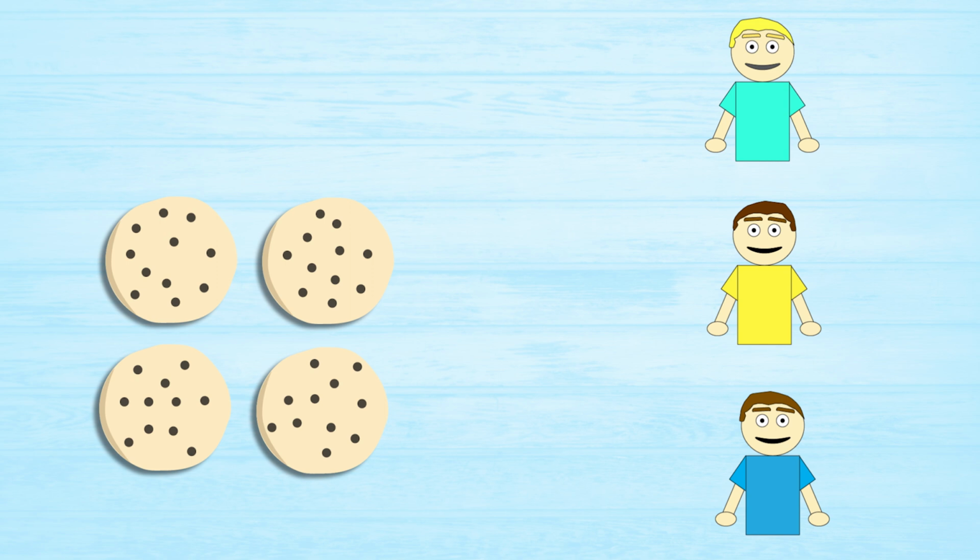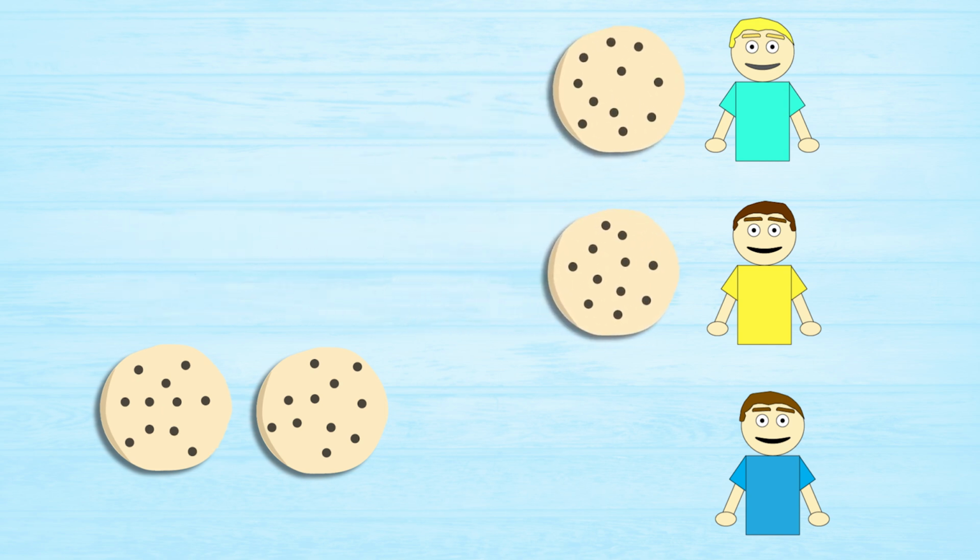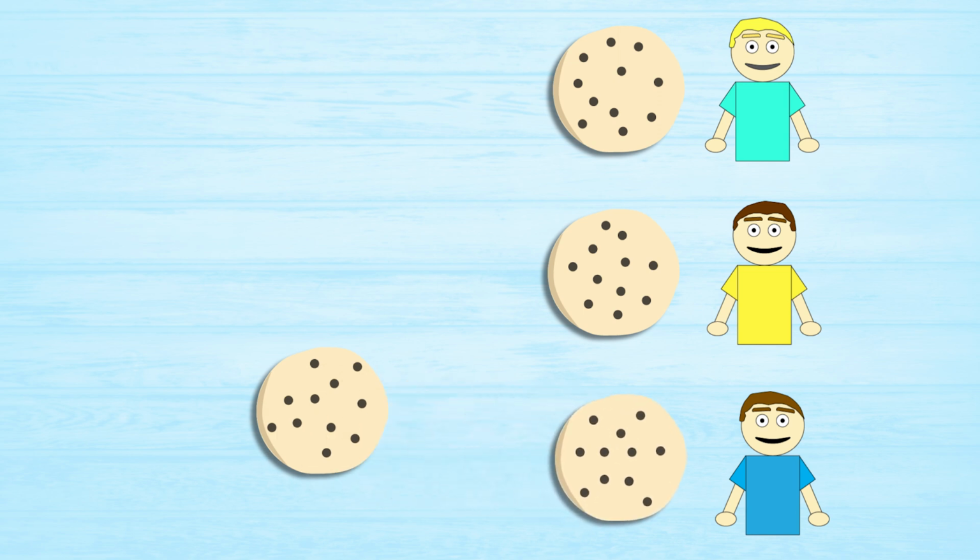There are enough cookies here for everybody to get one, so friend number 1 gets this one, friend number 2 gets this one, friend number 3 gets this one. We have 1 cookie left. Everybody can't get a whole other one, so we need to do something to this cookie to make sure everybody gets the same amount. We're going to use fractions.